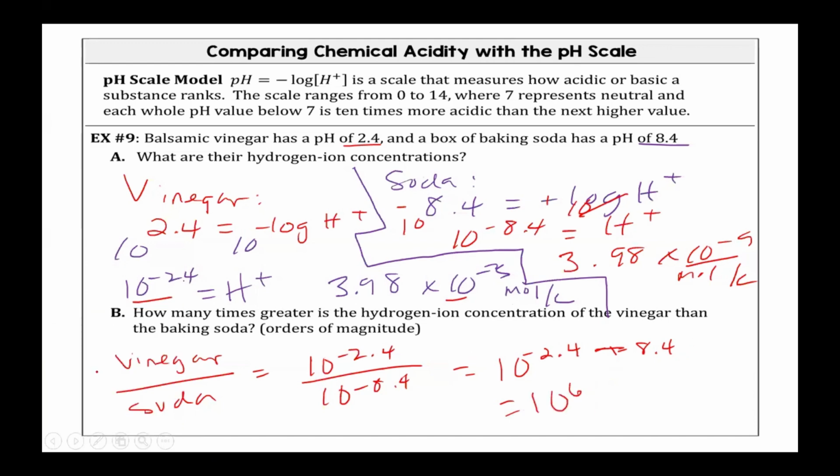What does that 6 tell us? Well, that 6 tells us that vinegar is 6 orders of magnitude greater than baking soda. All right, and that is it for this.